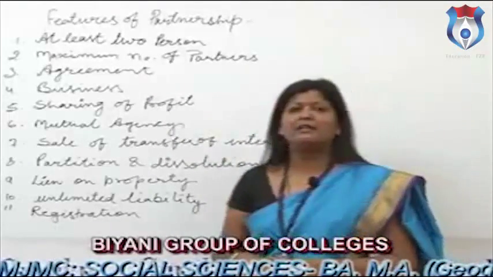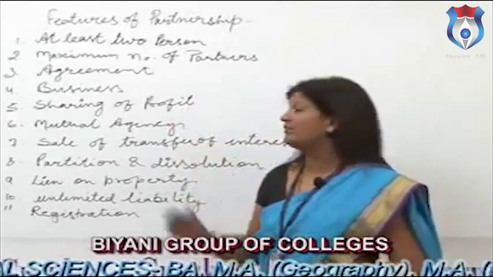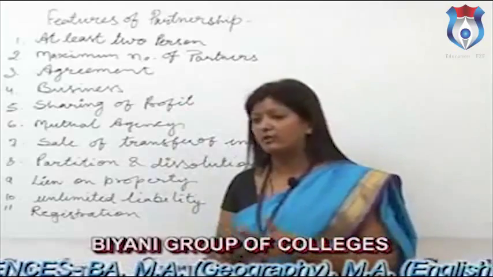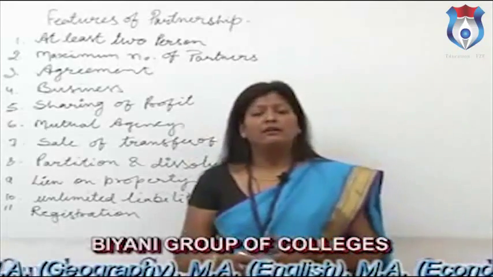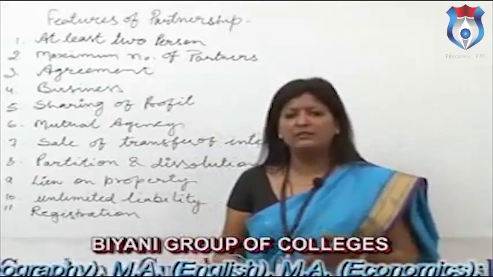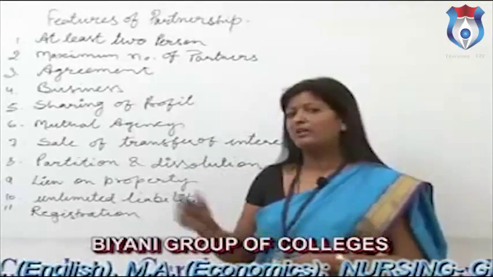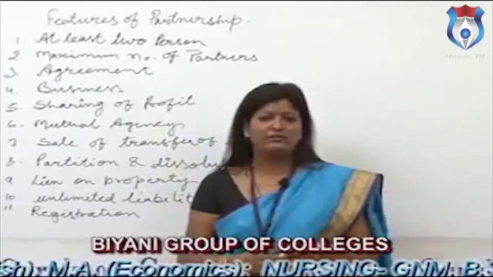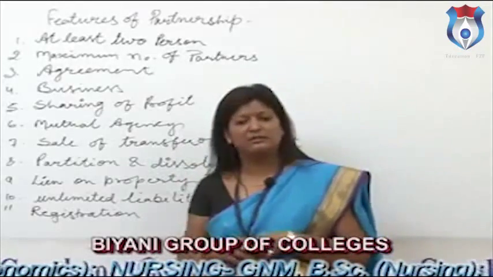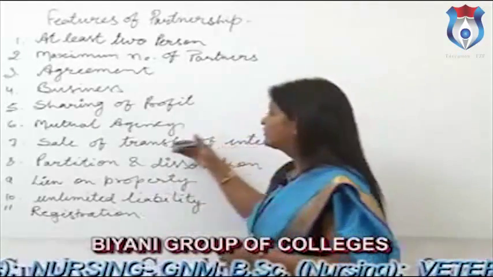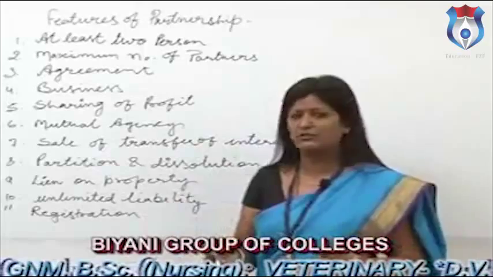Next is mutual agency. A partnership firm may be registered or not registered. It is a mutual agency where all the partners work together for their mutual interest. Next is restriction on transfer of interest. In a company it is easy to transfer shares to anyone, but in a partnership firm it is not easy to transfer. If a person sells his interest or share in the partnership firm, it means the partnership firm is dissolving.